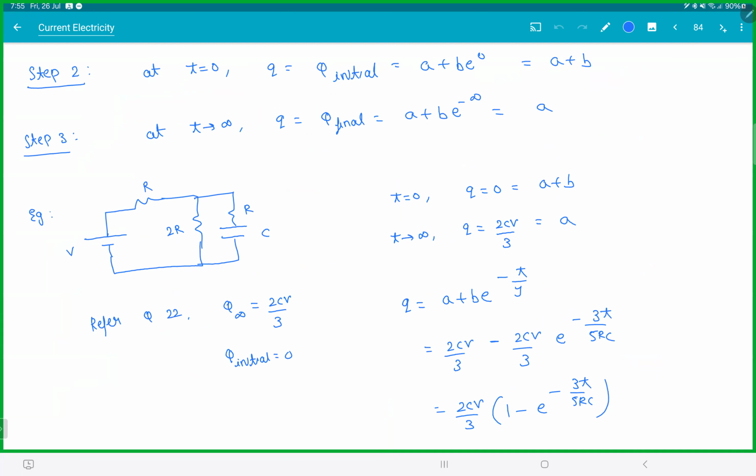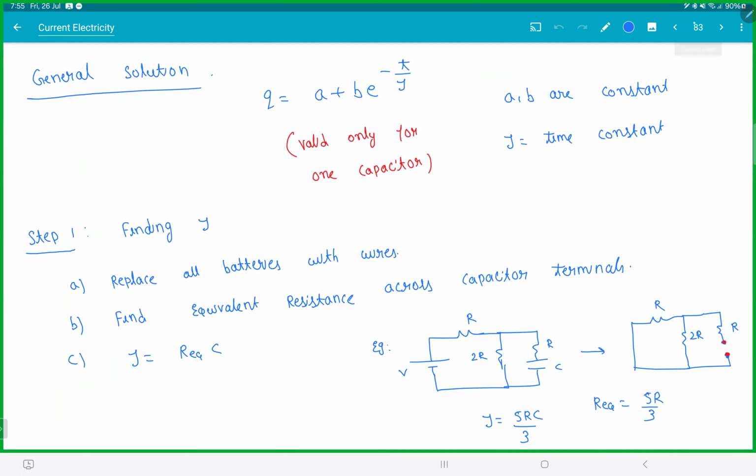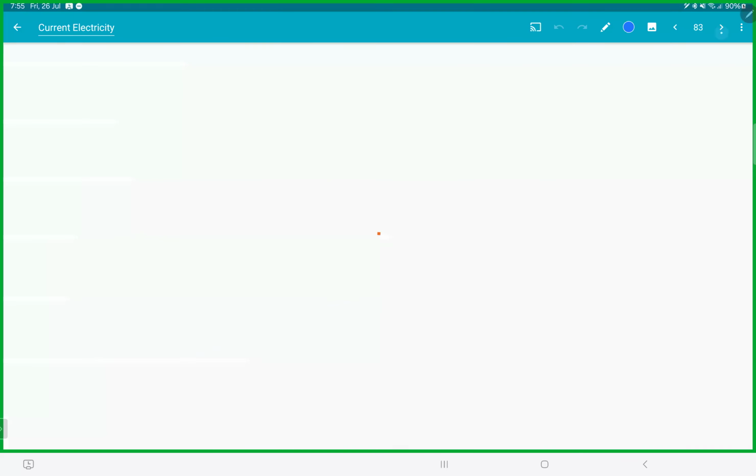In steady state, what do we do? There is no current in the capacitor, so we remove that branch and then we find the charge. So in this process, there is no need to integrate. All got this? Is the process clear? I'll give you one. You guys try.